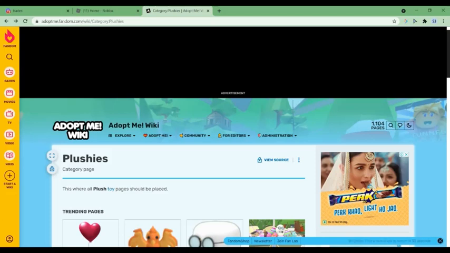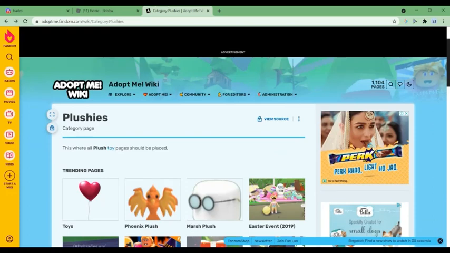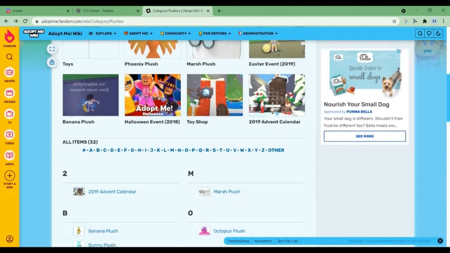And you see, I'm not in a game, I'm on adoptmefandom.com, wiki, category, plushies. So why do you think I'm in plushies, guys? These plushies have a link to the pets which might come in the future, and also to the pets which are already in the game. So, let's go.